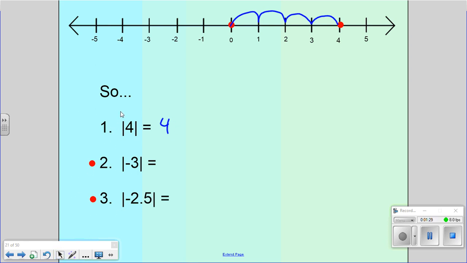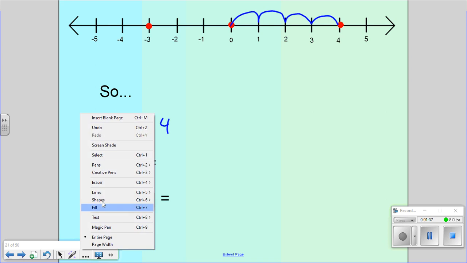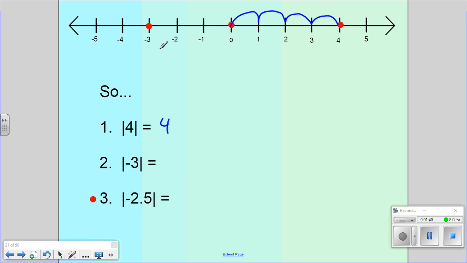Same idea, if I want to find the absolute value of negative 3, I ask myself, how far is negative 3 from 0? So count, 1, 2, 3 spaces. So the absolute value of negative 3 is positive 3. What you should recognize is it doesn't matter what values enter the bar, the output is always positive because the output represents distance.